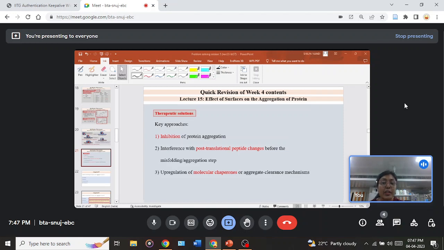Next is interference with post-translational peptide changes before the misfolding or aggregation step. Before any misfolding or aggregation step, you can interfere with various post-translational peptide changes, so this won't allow the aggregation of proteins. And lastly, we have upregulation of molecular chaperones or aggregate clearance mechanisms. So what is this upregulation of molecular chaperones?